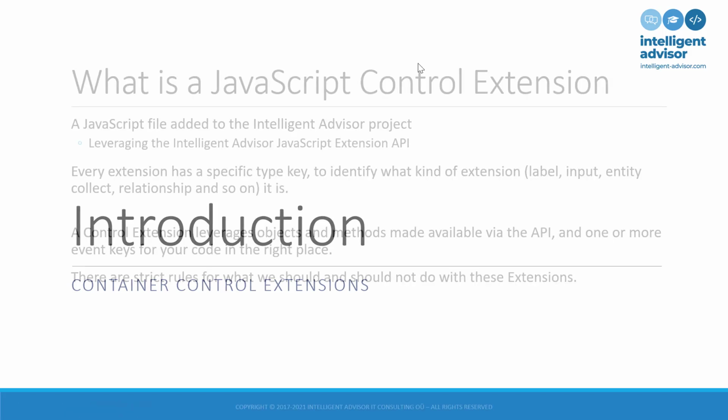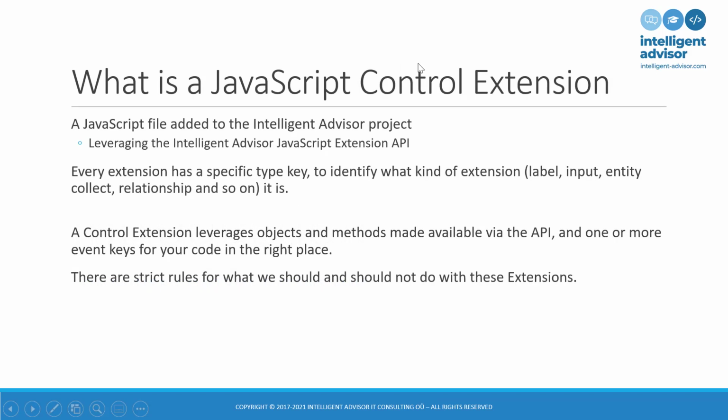Before we get started, what is a JavaScript control extension? If you're coming to this fresh, you've been given the job of creating a control extension for Oracle Policy Modeling. What the heck is it? It's a JavaScript file that you add to your Intelligent Advisor project. And within that JavaScript file, within the constraints laid down by Oracle, you can write JavaScript code and leverage various objects and methods and functions provided by the JavaScript extension API.